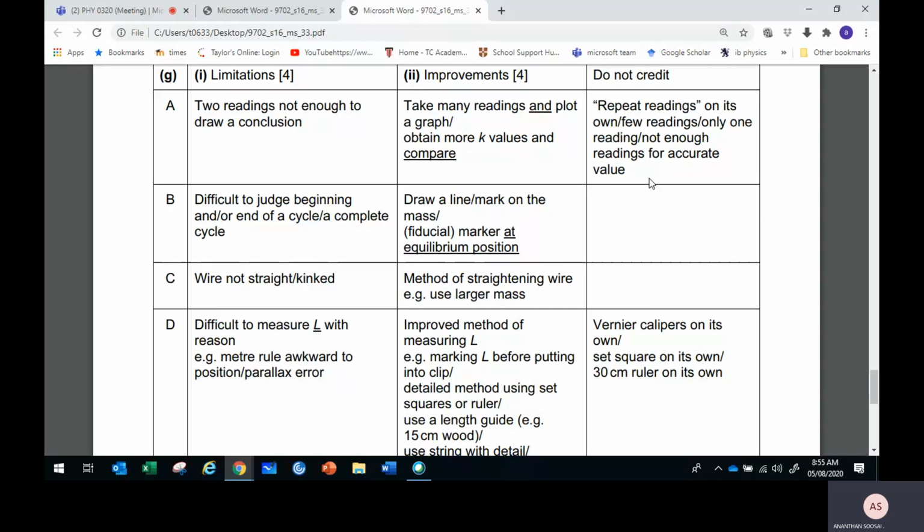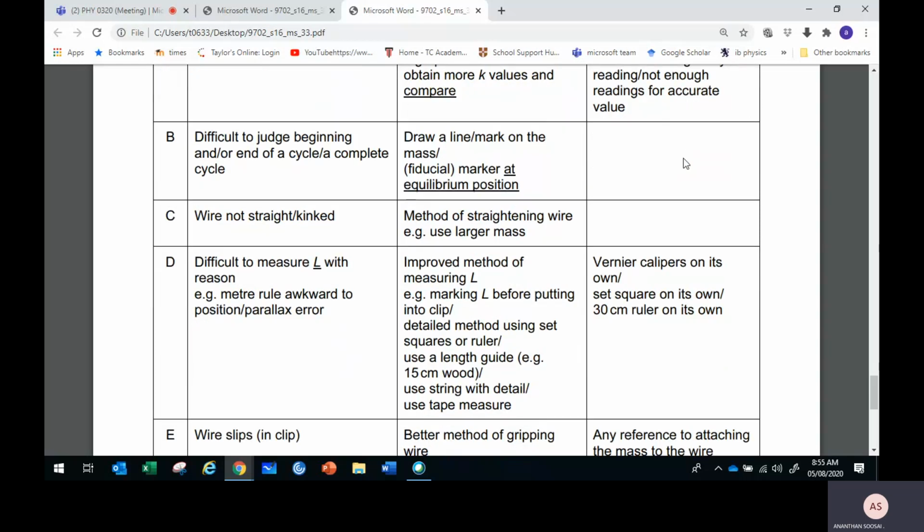That makes sense, right? A logical system, so give more. Okay, so kind of like that, a logical improvement. Okay, see here, in this experiment, it is difficult to judge the beginning and the end of the cycle. Yes, that's one big problem. You don't know where it starts and where it stops. Nothing is written there.